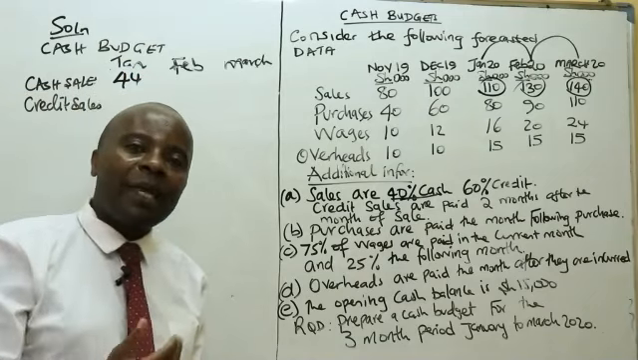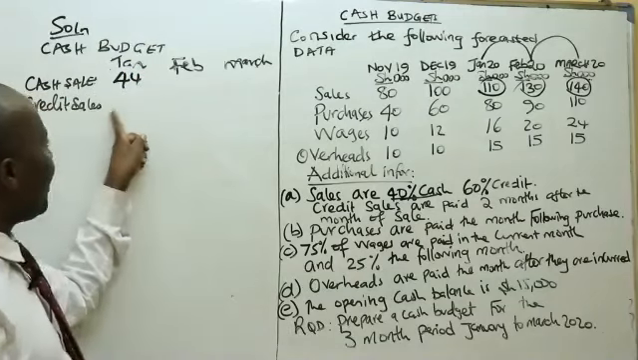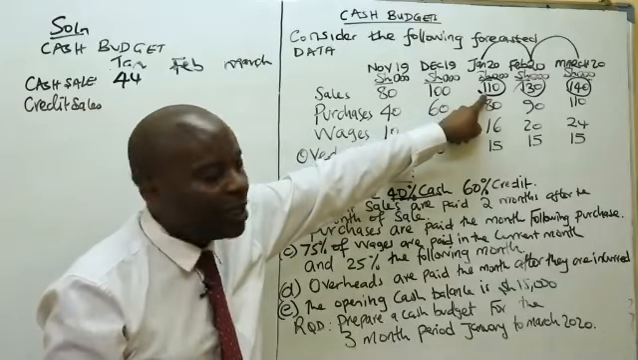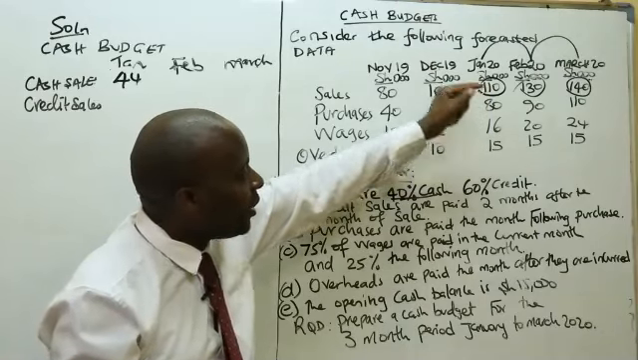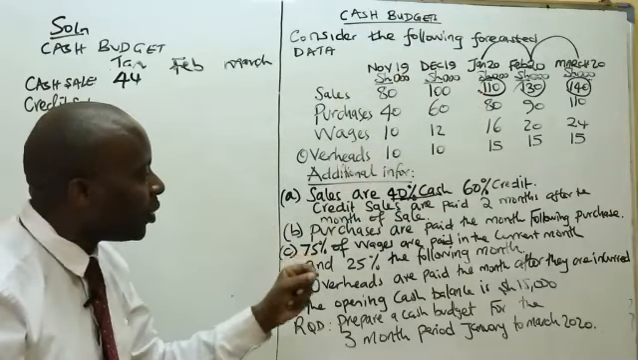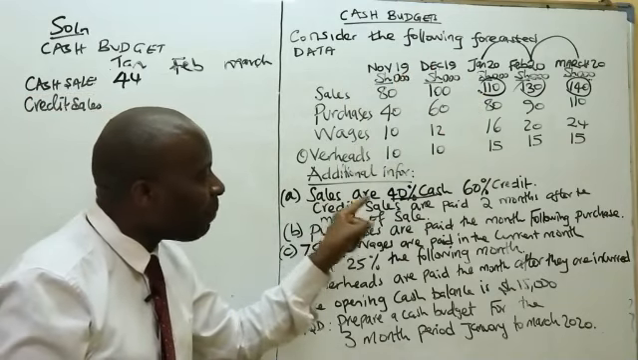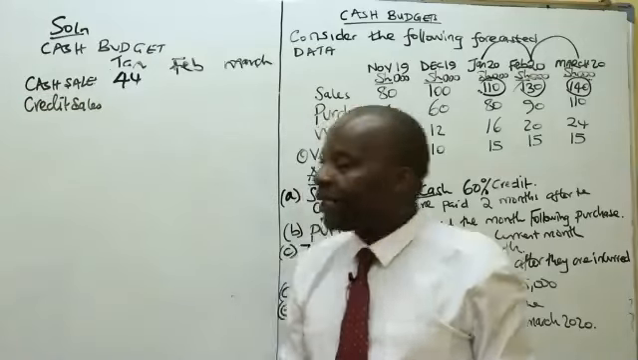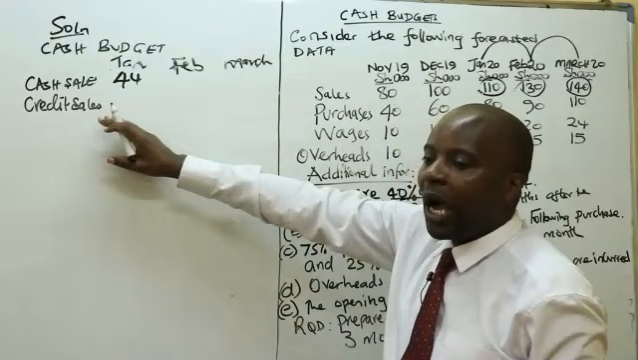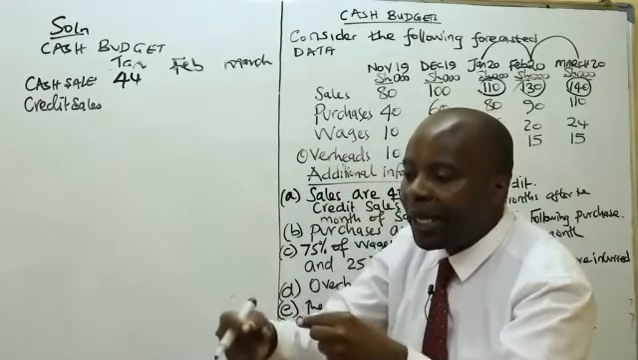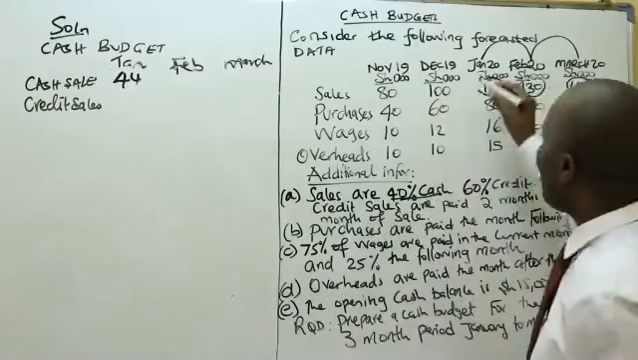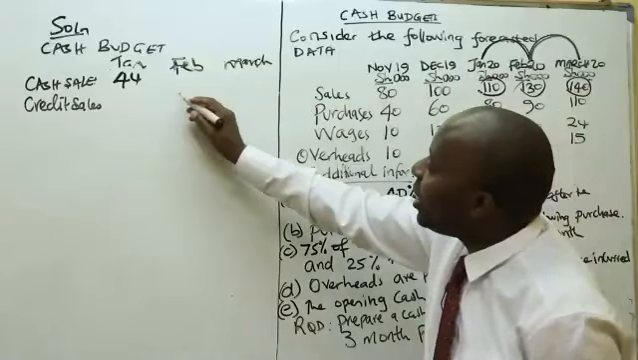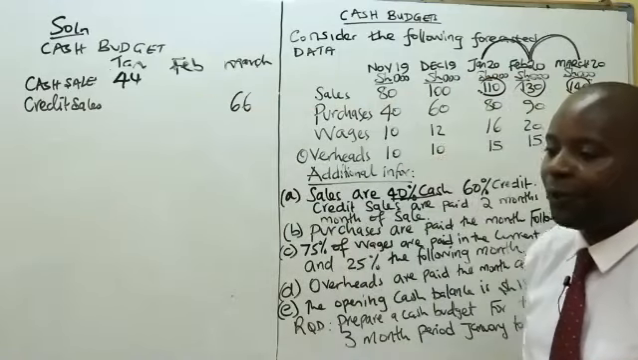And then the 60% will fall under credit. 60% of 110 will be 66. And remember the policy of credit sales: they are paid 2 months after. So whatever credit sales I made here, I will receive 2 months after January. If you count, first month, second month, this 66 will be received in the month of March.